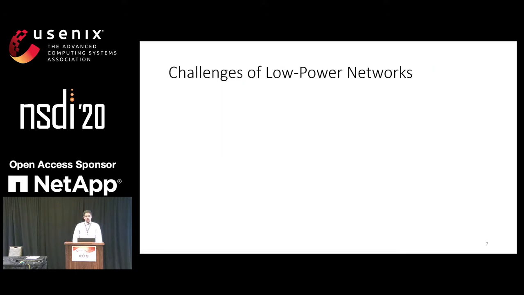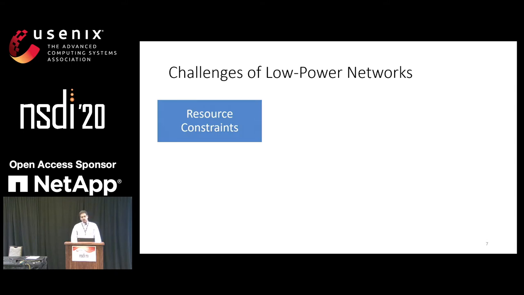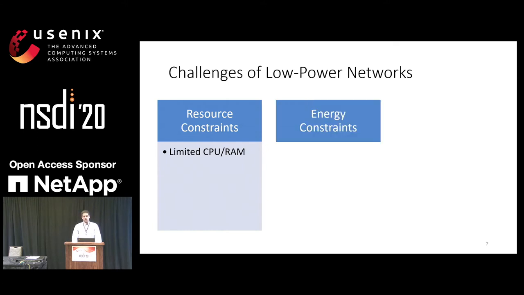So the first challenge is the resource constraints of the hosts, in that the host devices in a LoWPAN typically have much more limited CPU and memory than host devices in other kinds of networks. The energy constraints of the hosts also play a role. In particular, the hosts in these networks typically don't even have enough energy to keep their radios on and listening all the time, so you have to duty cycle the radio.